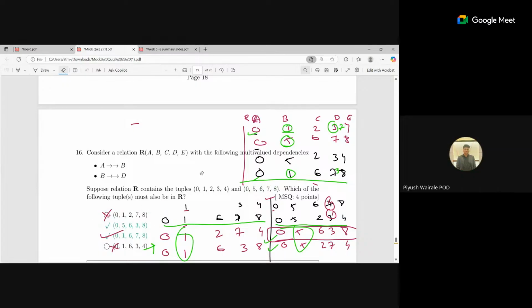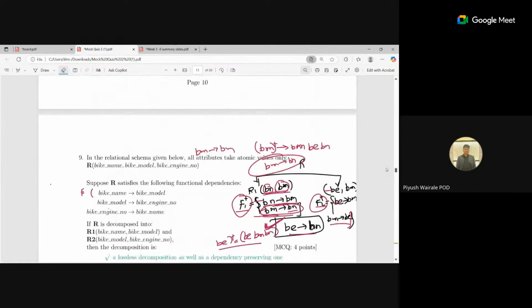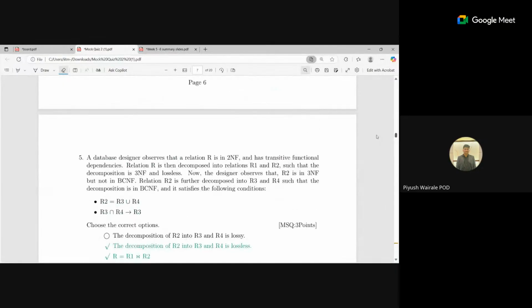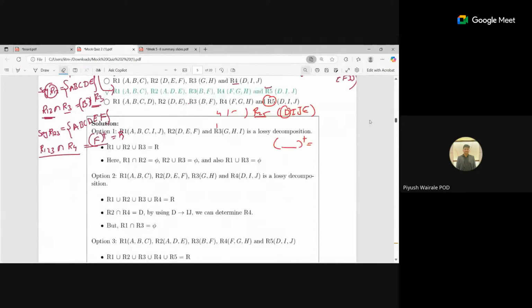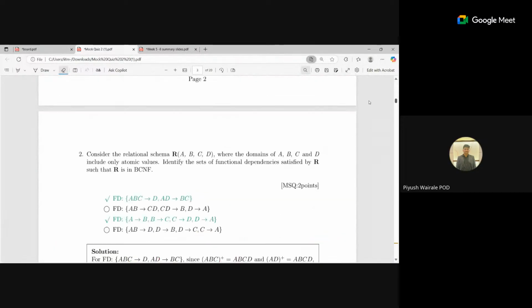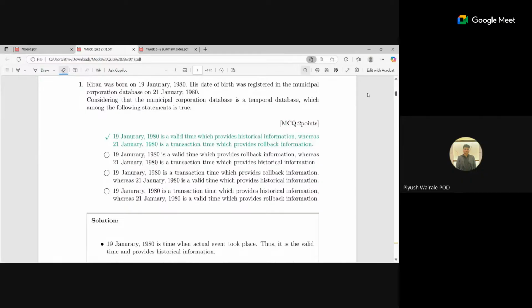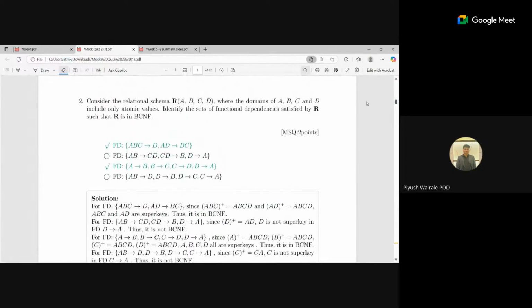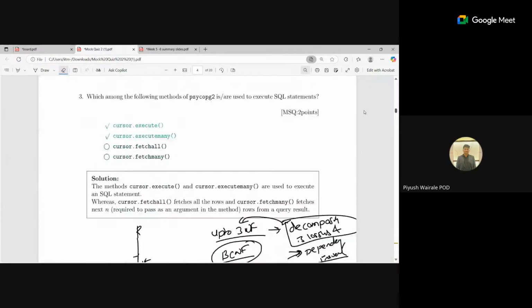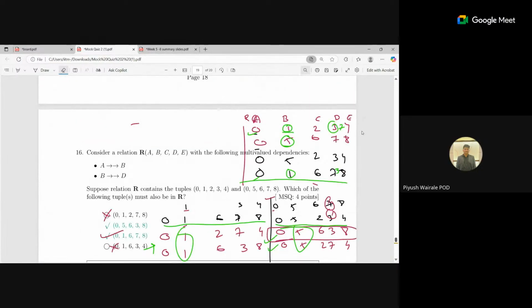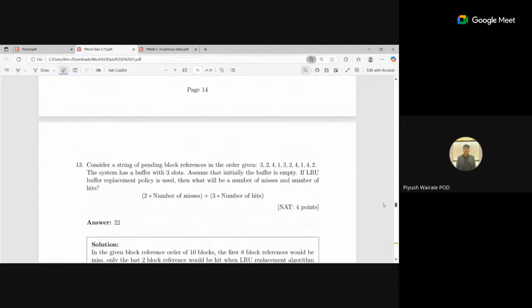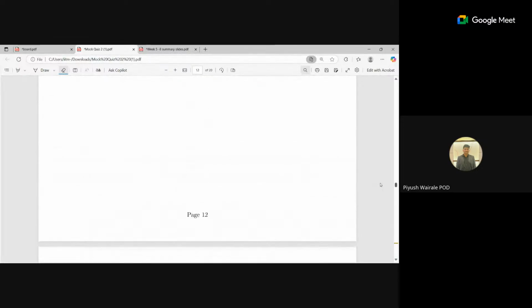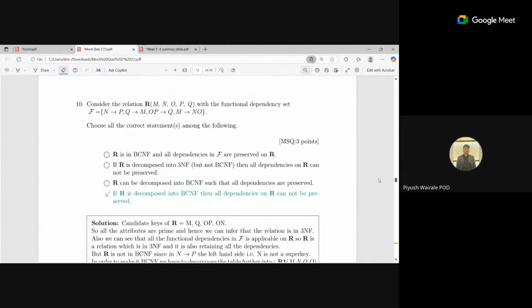This is about MVD, and let's discuss one question on normal forms here. In BCNF, the left hand side value must be the same. So, a simple question. Any difficult question here?